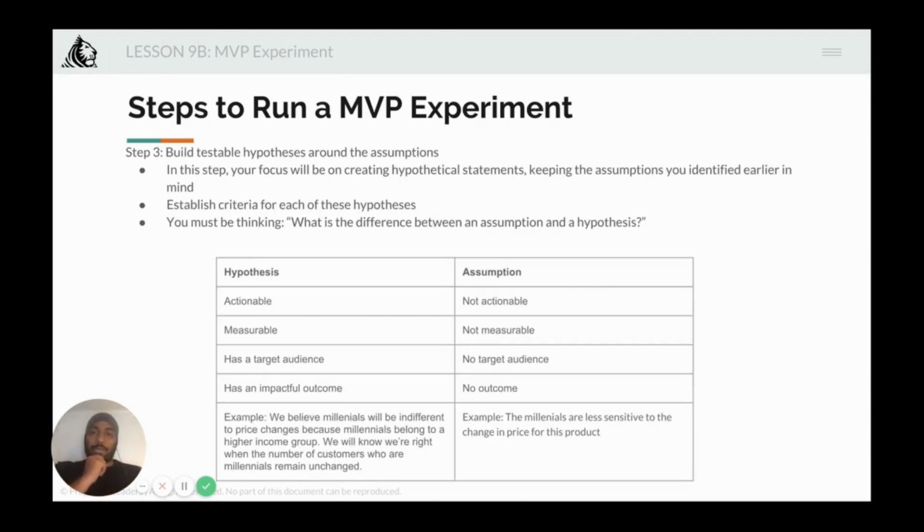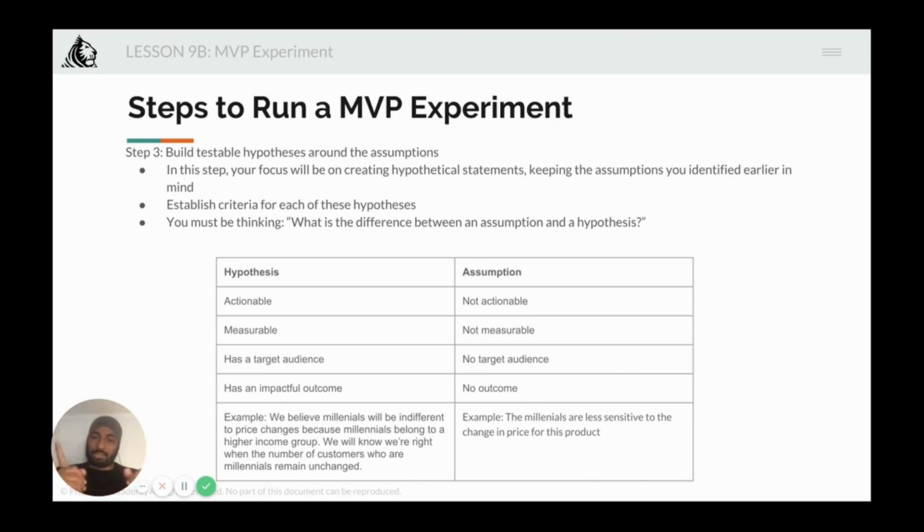Moving along. So once you have your set of riskiest assumptions that you need to validate, you need to build testable hypotheses around these assumptions. Developing a product is no less than a scientific experiment. Just as in scientific experiments, we create assumptions and hypotheses. Unlike assumptions, though, hypotheses are measurable, actionable, and have an outcome.